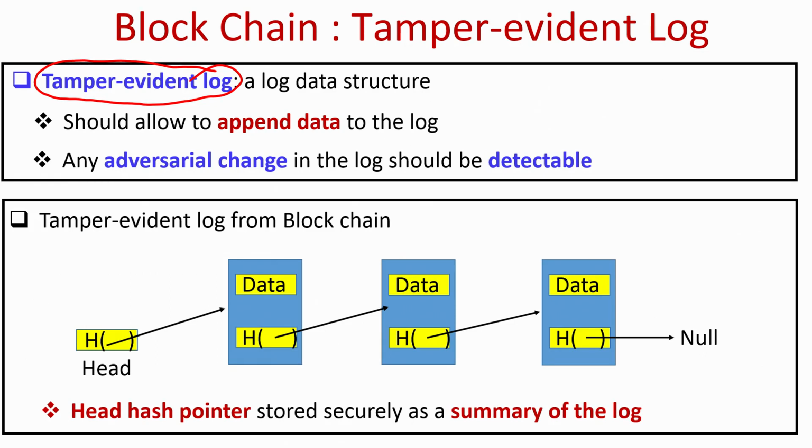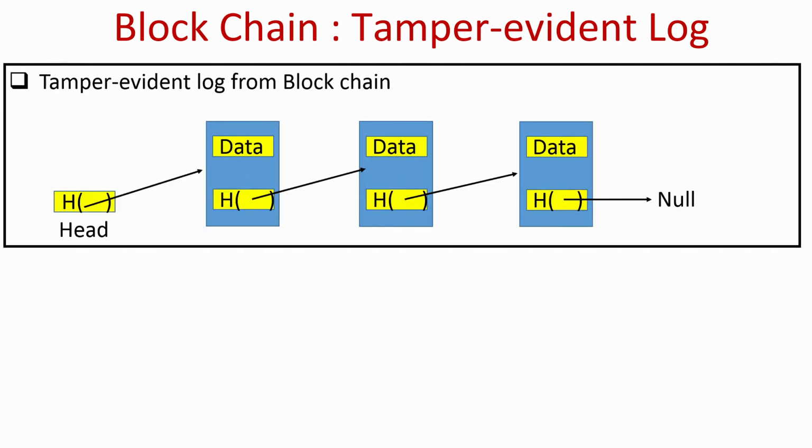So, let us see whether we can instantiate this tamper evident log using blockchain. It turns out that indeed we can use the blockchain to instantiate a tamper evident log, and the idea here is that we can use the head hash pointer as a short summary for the entire log. That means, I do not need to store the entire log, it is enough if I just store the head hash pointer. By just storing the head hash pointer, I can detect later on whether any tampering has occurred in the existing log or not. So, let us see how exactly things go here.